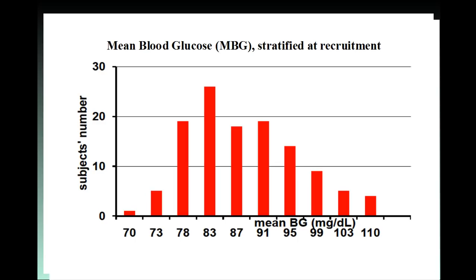On ordinate, the subject's number out of 120 recruited adults, in each stratum. On abscissa, mean blood glucose, MBG, stratified in 10 strata, columns. Each stratum, column, contains people that are similar in MBG, and differ in MBG from other strata.